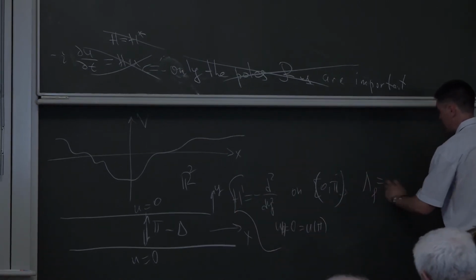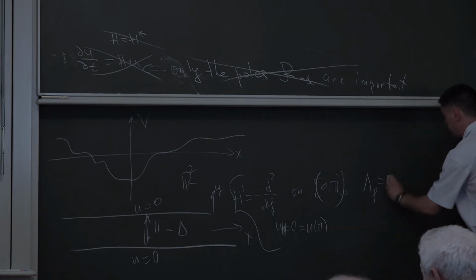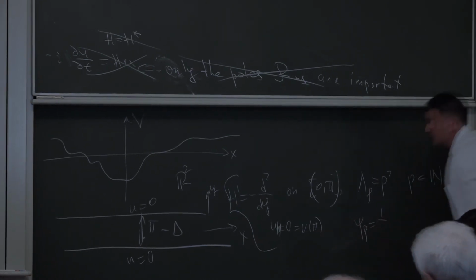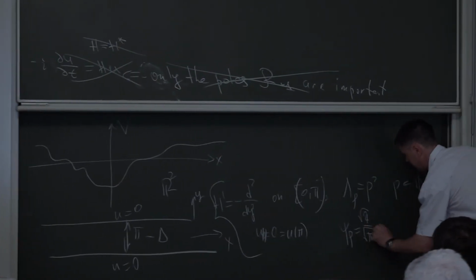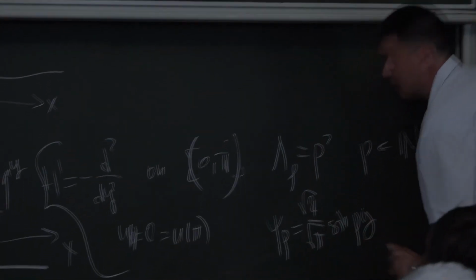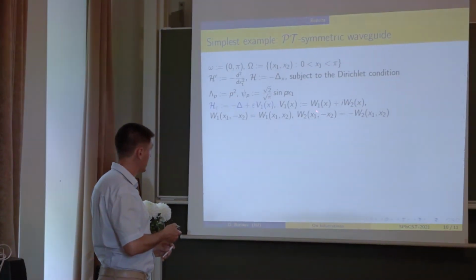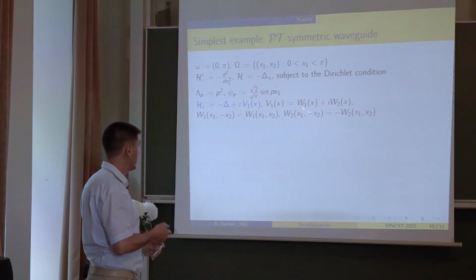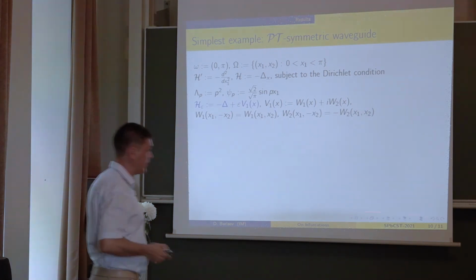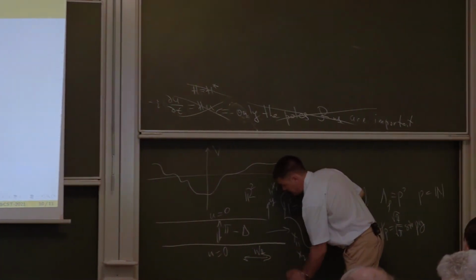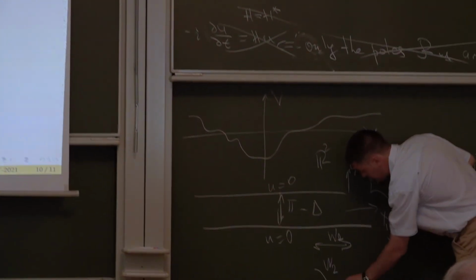Of course, the eigenvalues of these operators are very simple. These are just p squared for all p being 1, 2, 3, etc. And the associated eigenfunctions are just as it is written: sine of p y. I have here x1, x2, but it doesn't matter. So then the perturbation which I add is just a potential of this form, and it's a complex valued potential, and the main feature is that the real part is even with respect to, so to be understandable, y is x1 and x is x2. So the real part is even in this direction, and the imaginary part is odd in this direction.